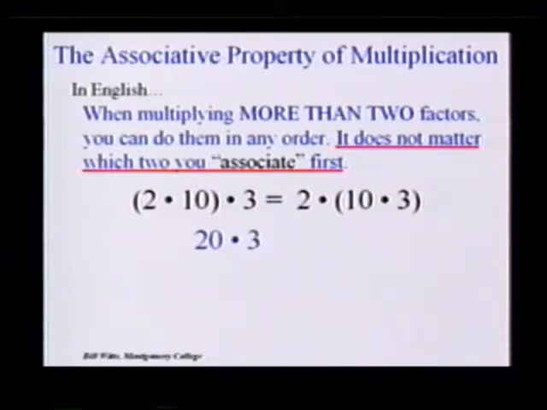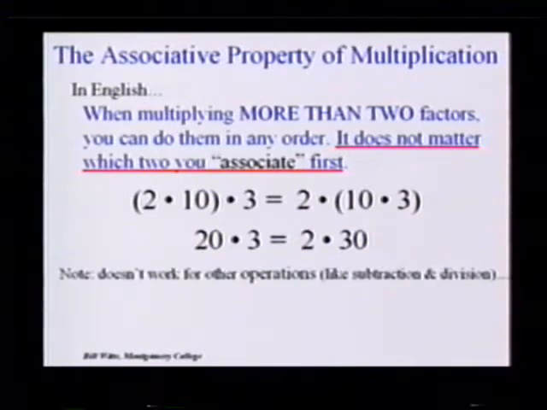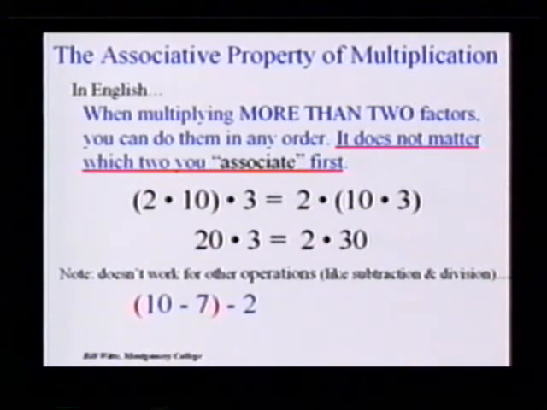As you can see, 2 times 10 is 20 times 3, 60. It's going to give me the same answer as 2 times the 30. Okay? Here again, this doesn't work for any other operation besides multiplication and addition.